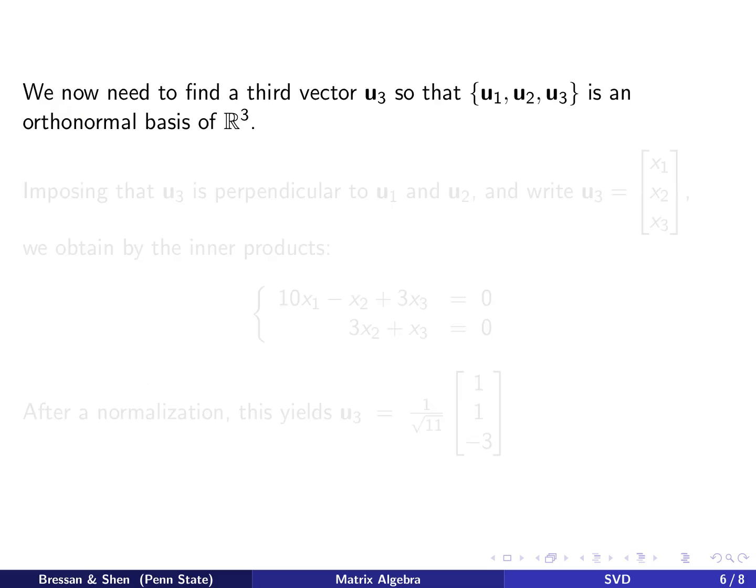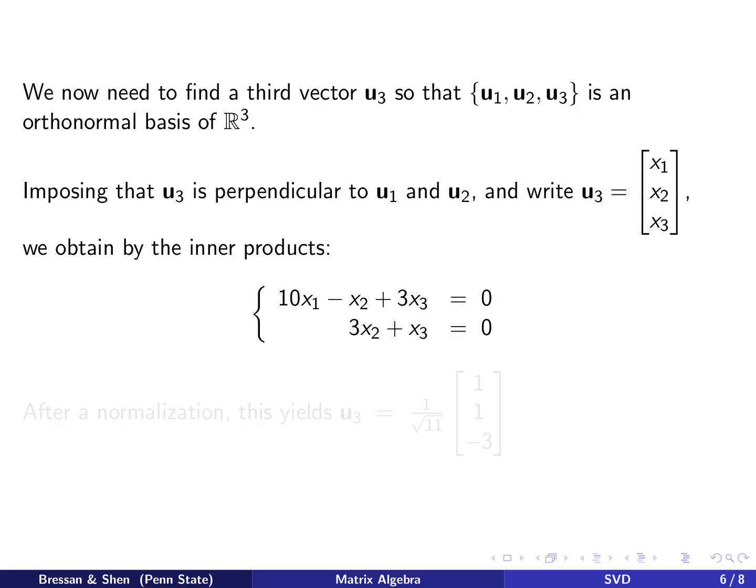So now we see that we also need to find a third vector, u3, so that u1, u2, u3 is an orthonormal basis of R3. We already have u1 and u2, but we don't have a u3. To find u3, we use the property that it is perpendicular to both u1 and u2. So we can write out the constraint.